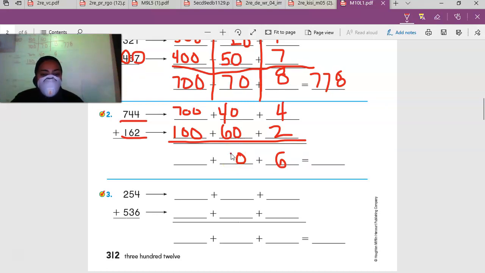Oh no, what do I do? The 0 goes here, the 1 goes to the hundreds place. 0 and 0 is 0, 0 and 0 is 0, 7 plus 1 is 8, and 8 plus 1 is 9. So when we put this together, what's our answer? 906.